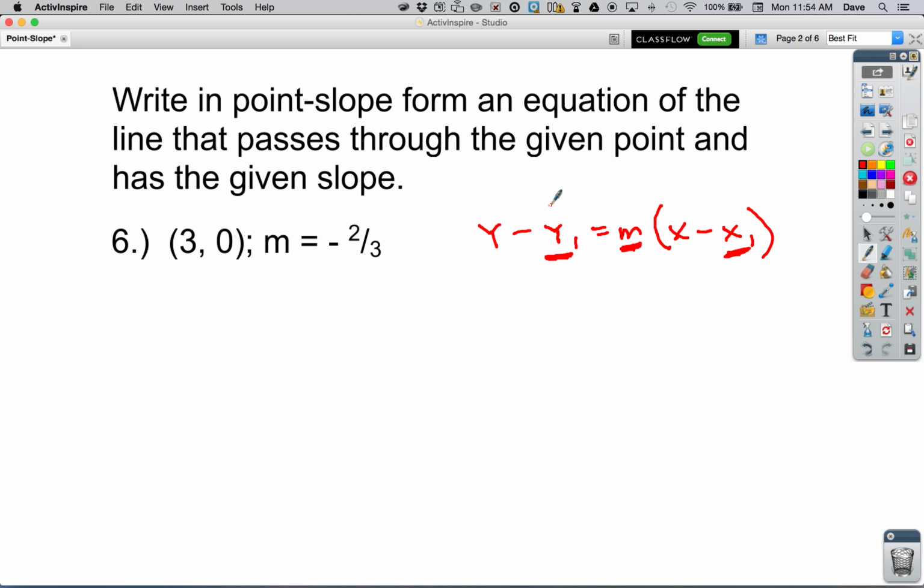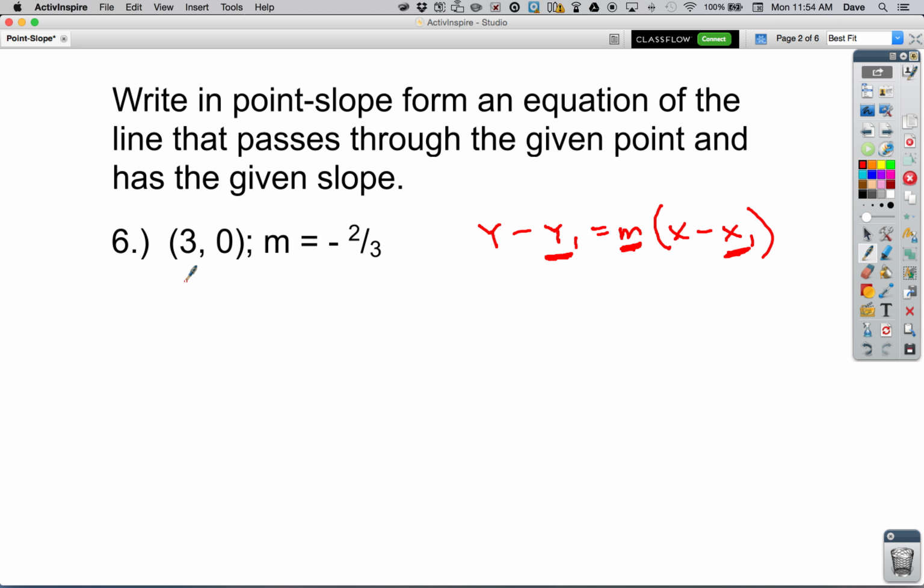All right, and the one thing I want to point out before we get started is notice of all the different things we've learned, standard form, slope-intercept form, and point slope form, point slope's the only one where the equation has subtraction signs in it to begin with, unlike the others. Okay, that'll kind of become important later because people mix those up all the time.